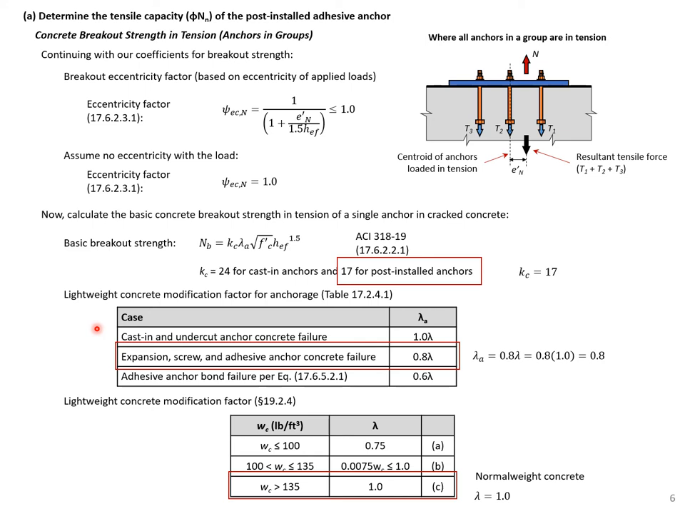And then we have lambda factors. So a lightweight concrete modification factor for anchorage, lambda_a, and this includes a lambda factor, which is the lightweight concrete modification factor. So we have normal weight concrete, so our lambda will be 1.0, and we're looking at an enhanced adhesive anchor concrete failure. So we're going to have our lambda_a equal to 0.8 times our lambda. So 0.8 times 1.0, which will equal 0.8. We now have all the coefficients that we need.